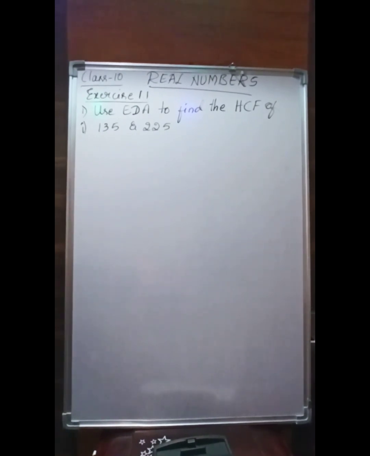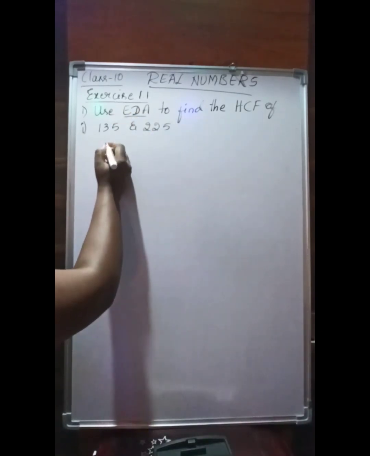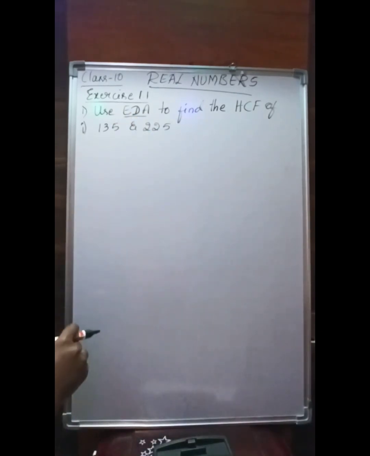In the last class we studied the introduction part of the first exercise. So now we are going to solve the problems given in 1.1. The first problem is: use Euclid's division algorithm to find the HCF of 135 and 225. I have already taught you using an example problem. Now we will solve it.